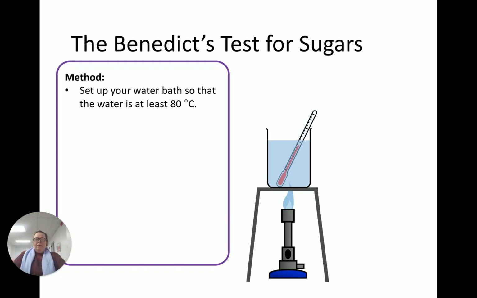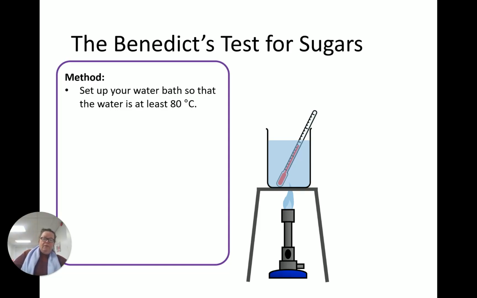So Benedict's test. Benedict's is just a blue liquid that comes in a little bottle like this, usually with a pipette. And this is used to test sugars. Now, we can't put it with our food and then put it straight in a flame because it will pop and fizz and all sorts.